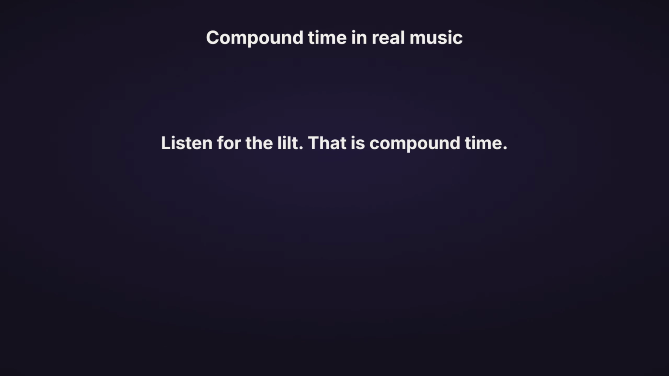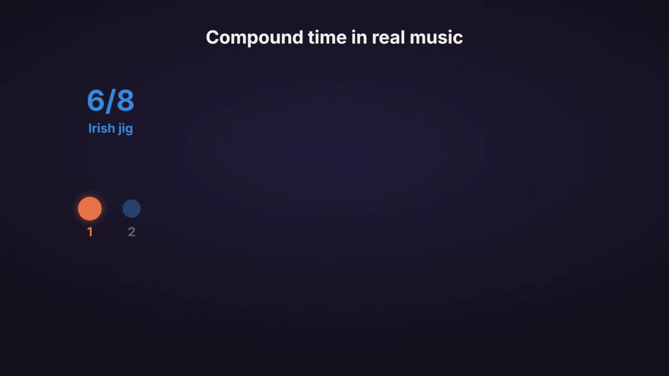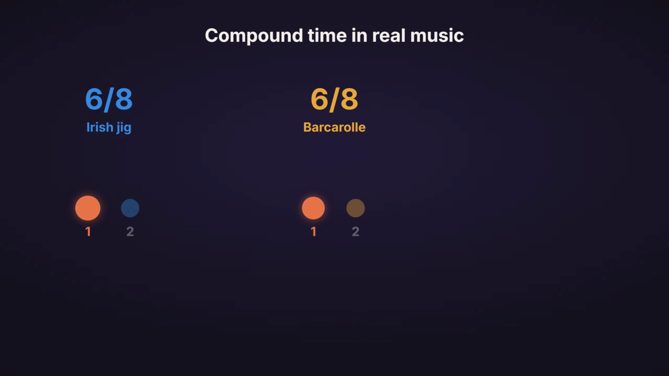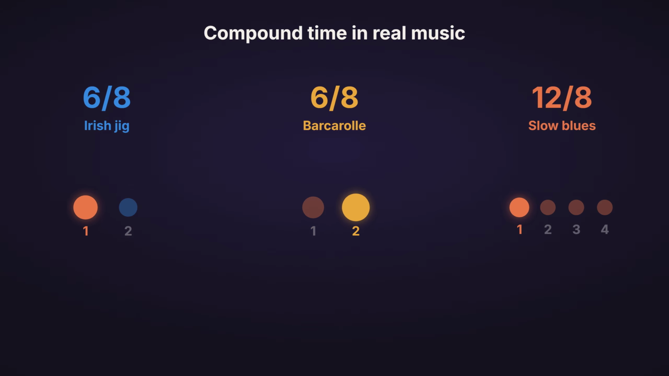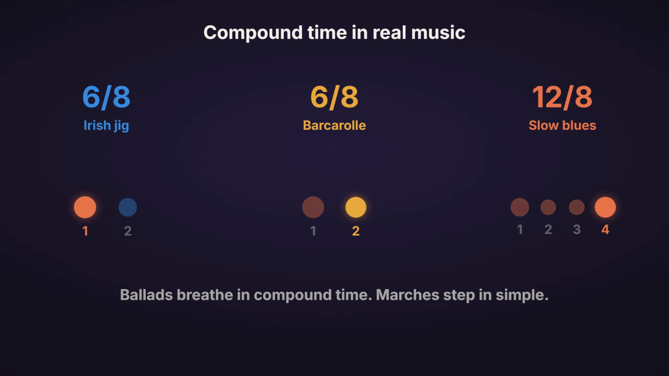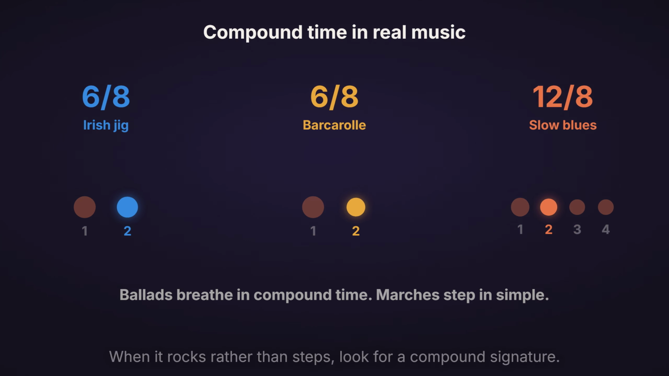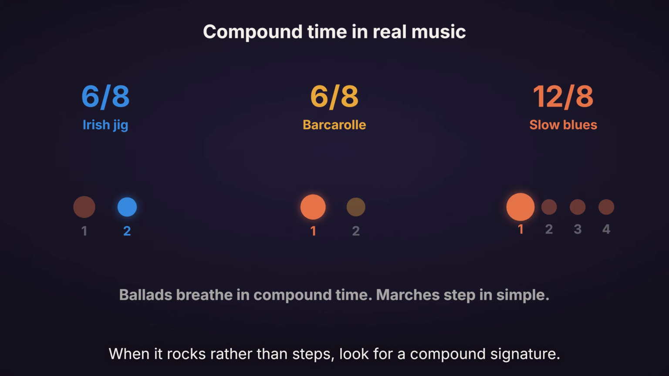Compound time is everywhere once you know what to listen for. Irish and Scottish jigs are in 6/8; that lift and bounce you feel is the 3-way division at work. Barcarolles, the gondola songs of 19th century Venice, sit in 6/8 and rock gently on 2 big beats, like a boat on water. Many slow blues and gospel ballads use 12/8 for 4 big beats, each one rolling with that triplet feel inside. Even pop ballads sometimes quietly sit in 12/8 so the groove breathes rather than marches. When a piece has that lilt, when it feels like it rocks rather than steps, look at the time signature. Compound time is almost certainly the reason.